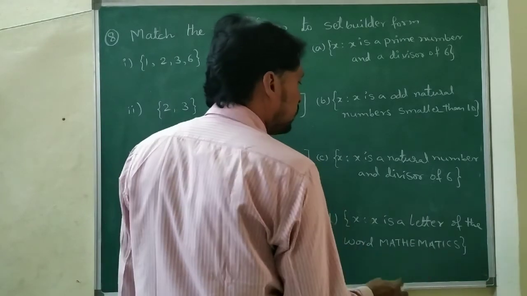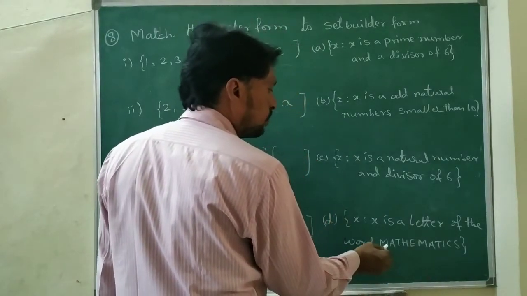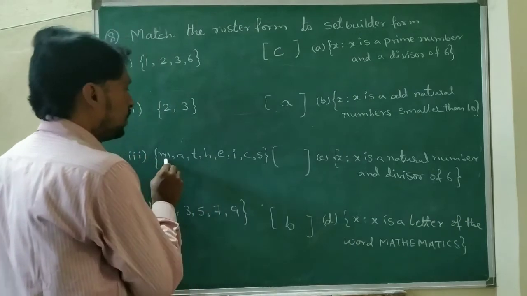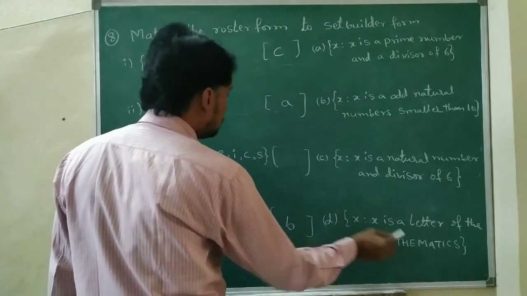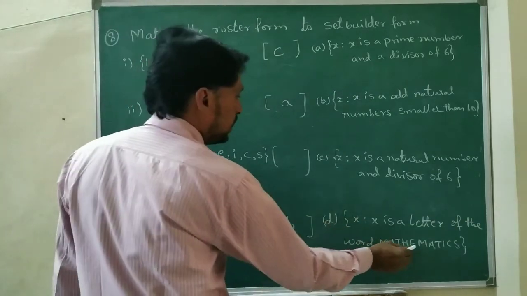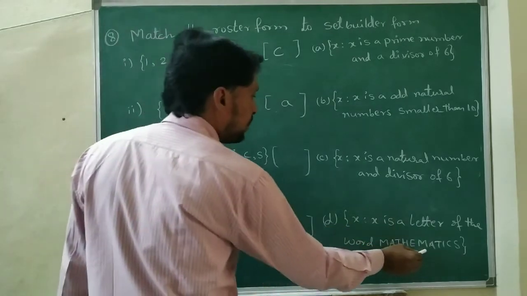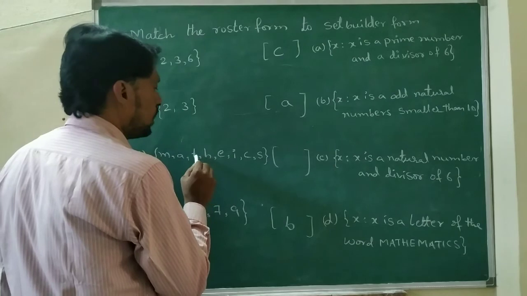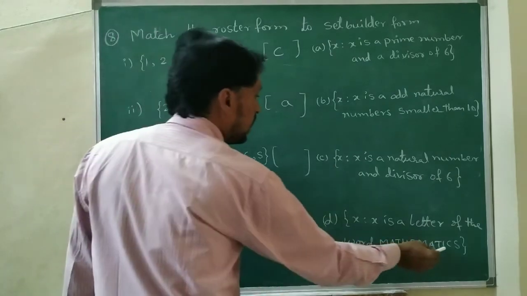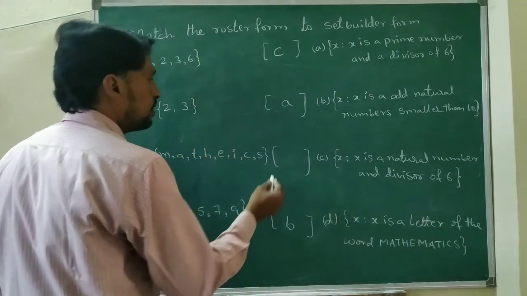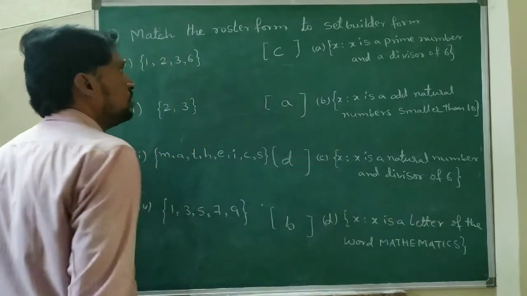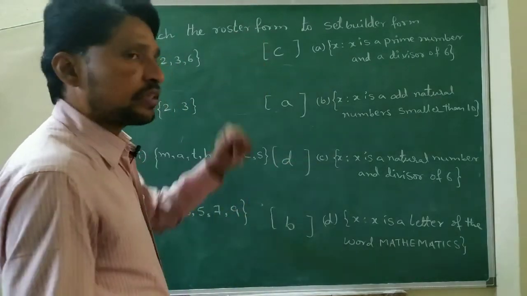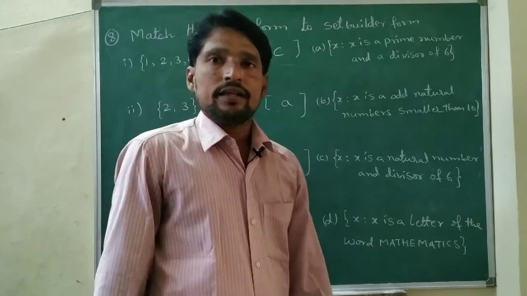Next, x such that x is a letter of the word mathematics. How can we write mathematics in roster form? M, A, T, H, E, I, C, S. M is repeated, no need to write. A also no need to write. T already it is written, no need. So this is D. This is the roster form to set builder form matching.